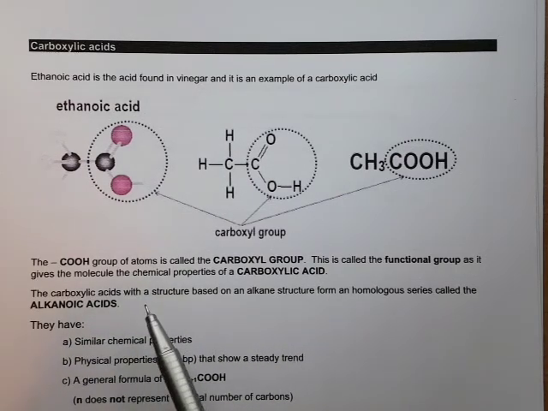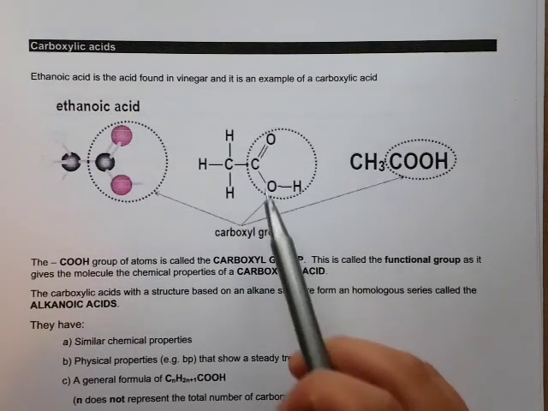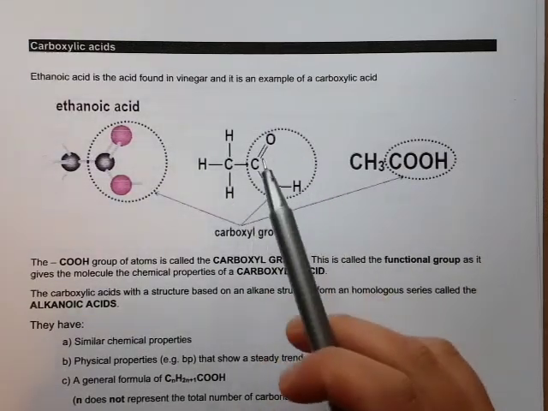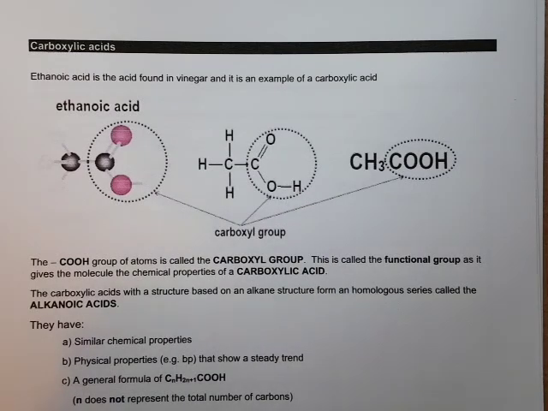So the carboxylic acids with a structure based on an alkane structure form a homologous series called the alkanoic acids. What I mean by that is we get various different molecules in chemistry with this carboxyl group. Anything with the carboxyl group might be called a carboxylic acid, but we can get very complex molecules with carboxylic acids. The simplest carboxylic acids, however, are based on an alkane structure, and they form, like I say, a homologous series called the alkanoic acids.